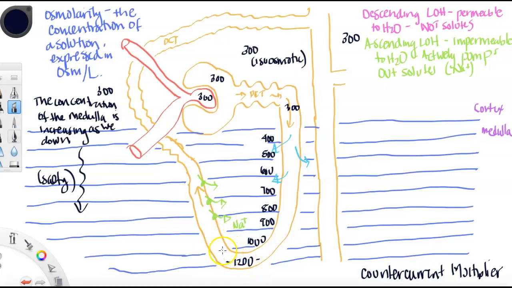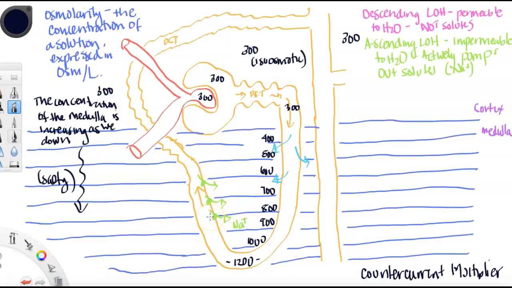That's at the end of the loop, and then we start going up, and then the concentration of the filtrate that's there starts to get more and more diluted. As in this side of the loop, you've got solutes being pumped out, but water can't go anywhere because it's impermeable to water.